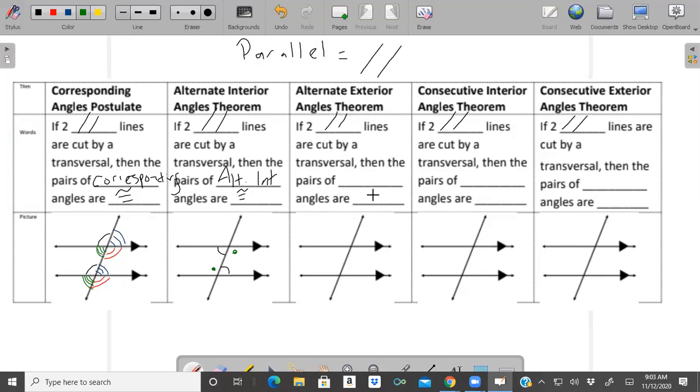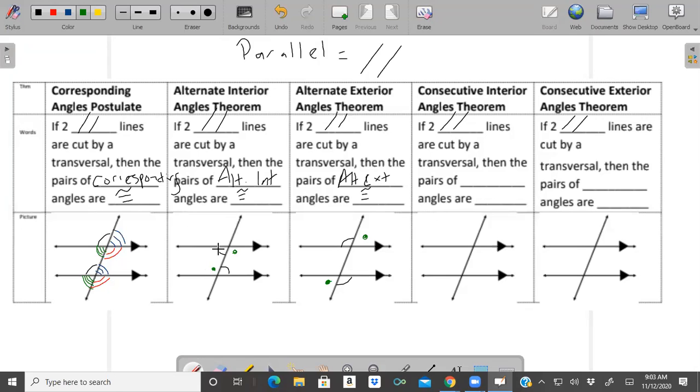Okay? Alternate exterior angles, those are ones that are on opposite sides of the line and they're on the outside. So like this angle up here and this angle down here. So it says that if two parallel lines are cut by a transversal, then the pairs of alternate exterior angles are congruent. So again, same thing happens with the other side. This angle and this angle would also be congruent to each other. Okay, so these are all the ones that mean congruent.